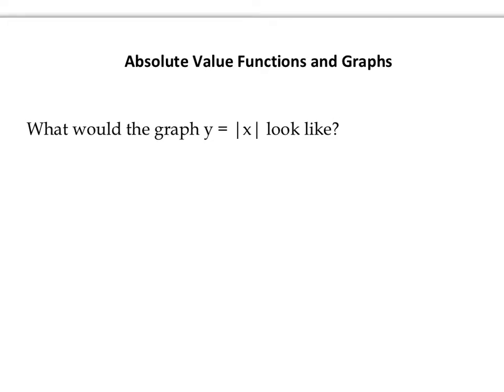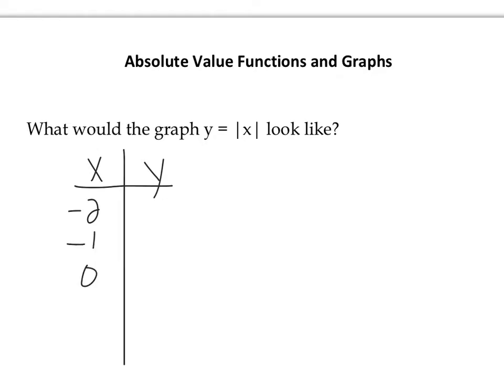In this lesson, we're going to look at the graphs of absolute value functions. What do we think the graph of y equals the absolute value of x would look like? If we're ever not sure what a graph might look like, we can always make a table of values. So if we make a table of values with some x's and y's, we should have some negatives and some positives. Let's try negative 2, negative 1, 0, 1, and 2.